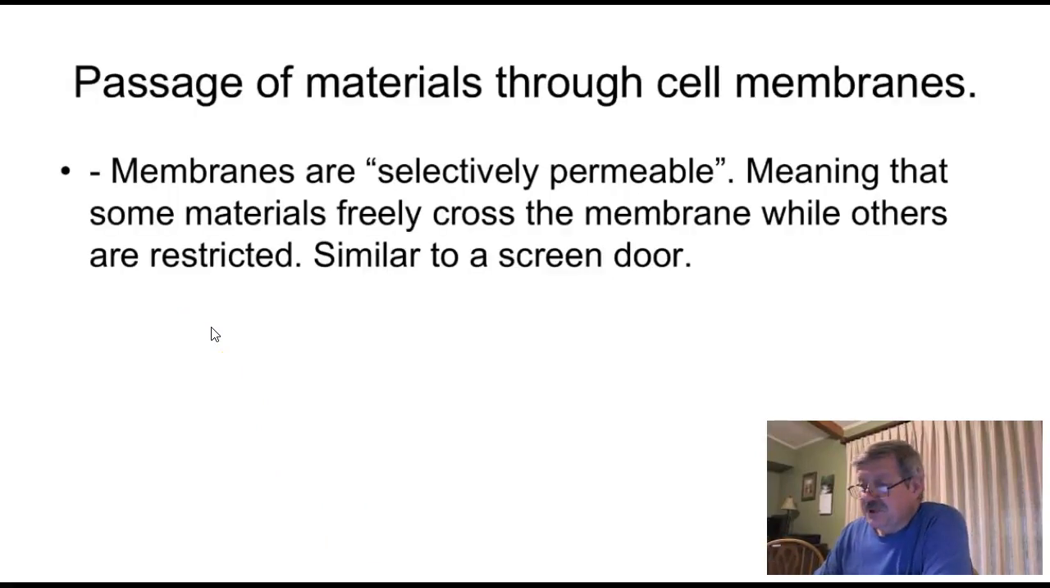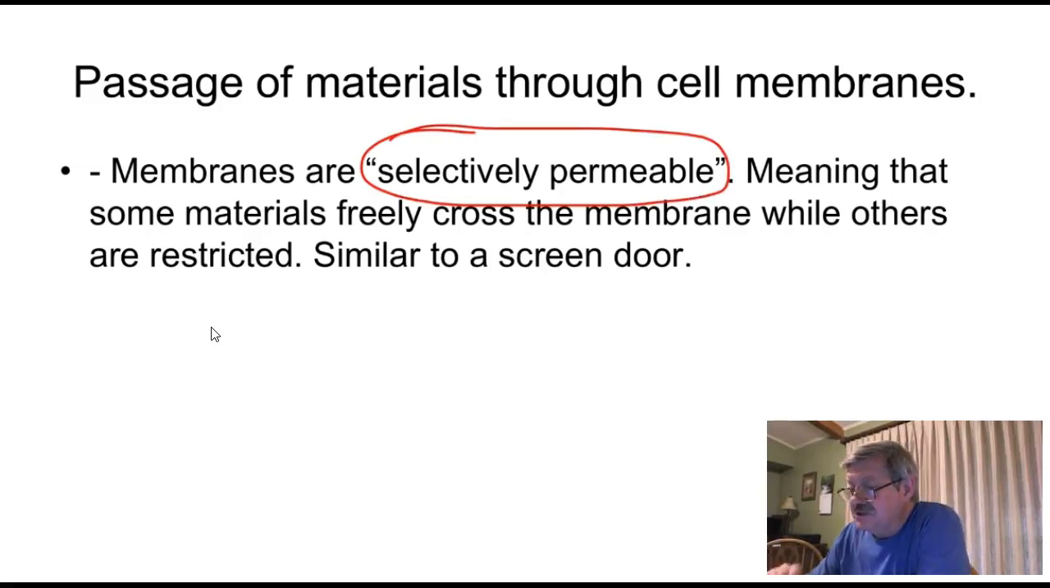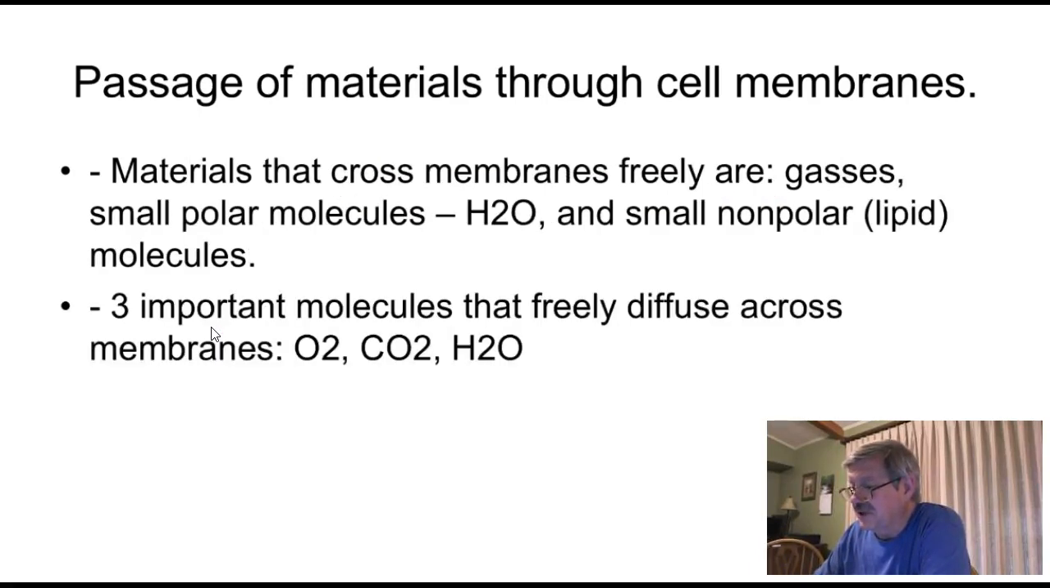Okay, so this passage of materials through the membranes. The membrane is described as being selectively permeable. Now what that means is certain materials will go through that membrane, other materials will not go through the membrane. So, we make this comparison with the screen door: just like the air can come through the screen door, flies and mosquitoes can't. Selectively permeable.